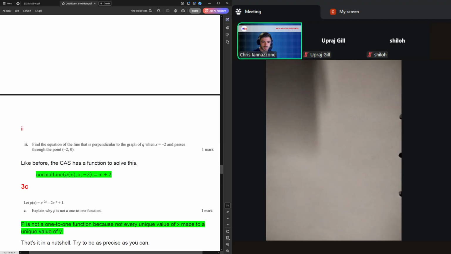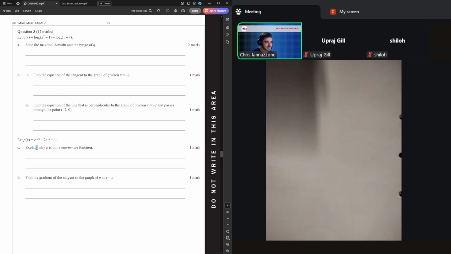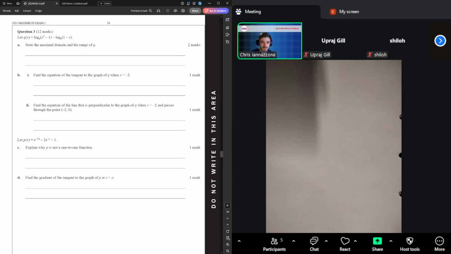So accepted answers were fails the horizontal line test, many-to-one function, there exist two x values for some y values. Yeah, they didn't really seem to care too much. Apparently, God, imagine being the student that said many-to-one function as their response to that. That feels borderline on the edge of being a bit suspicious, explaining that it's not 1-to-1 simply by saying it's many-to-one. So yeah, the wording didn't seem to matter too much for that. That being said, it was still a fairly low pass rate question. 66% of people got the mark.